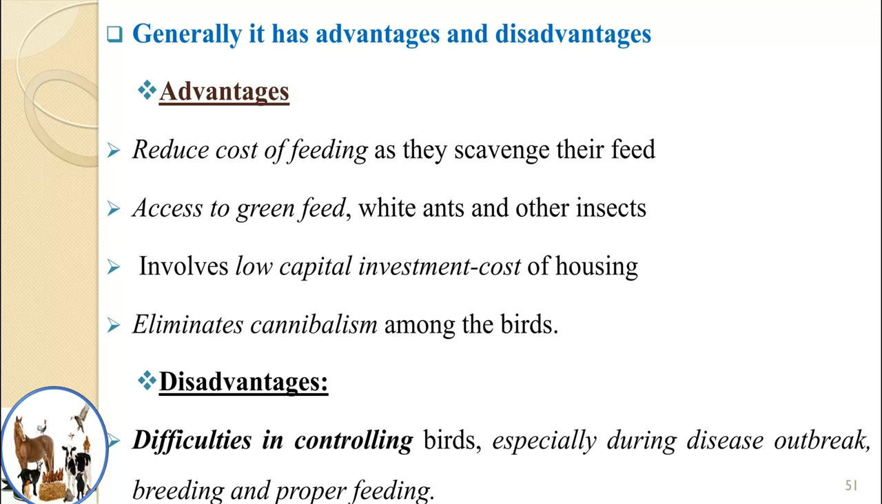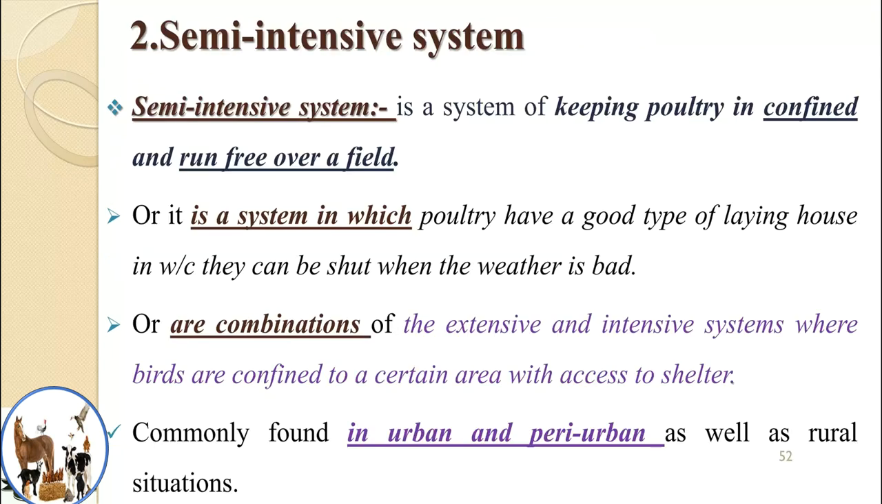Apart from this, there are a lot of disadvantages of this system also. There are difficulties in controlling the birds. There is no control over the system, especially during disease outbreaks, breeding, and proper feeding. It is not there. So this is one of the things.